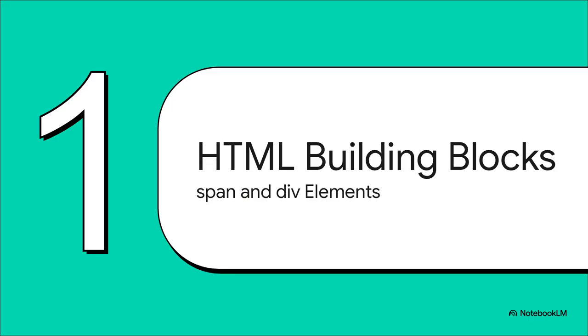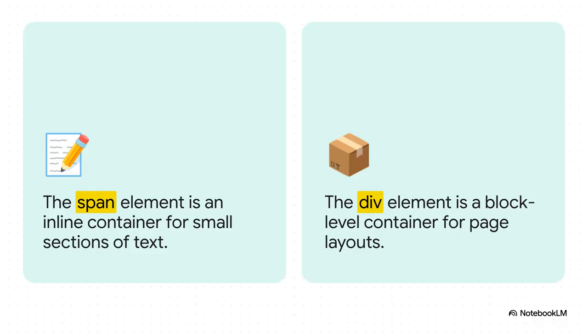All right, Section 1, HTML building blocks. Let's kick things off by looking at how we actually group content on a page, specifically the fundamental difference between the span and div elements. On the left, we have the span element. This is an inline container. You can think of it kind of like a digital highlighter or a sticky note. It doesn't force a new line, and it's perfect for styling just a specific word or two within a sentence.